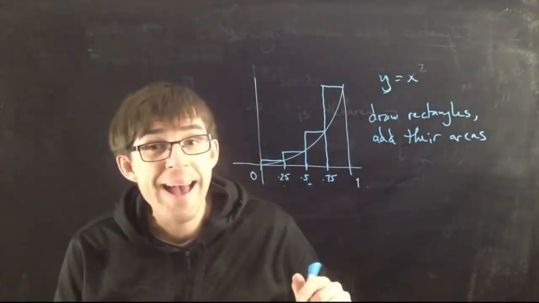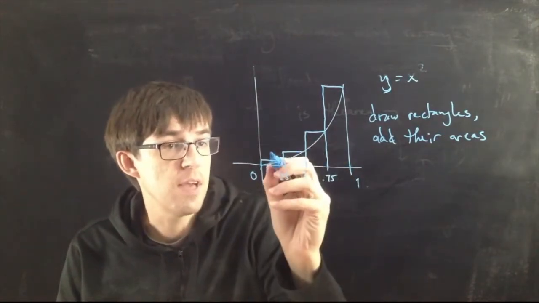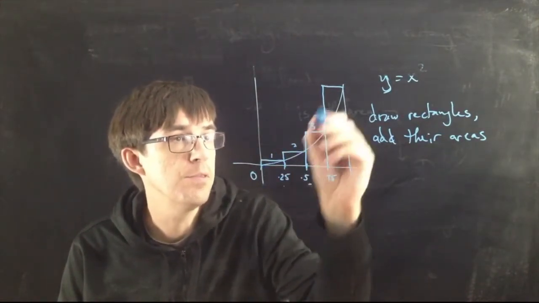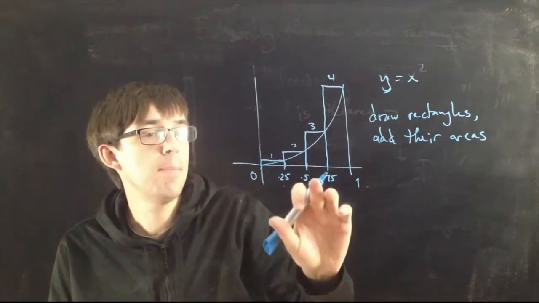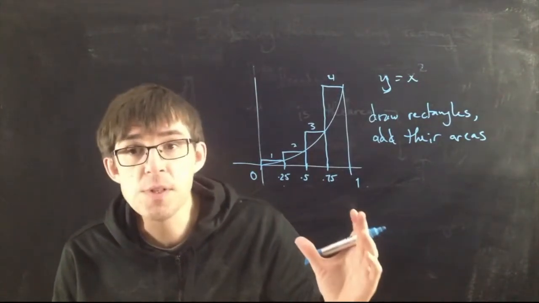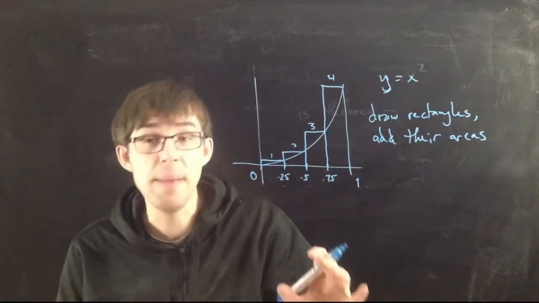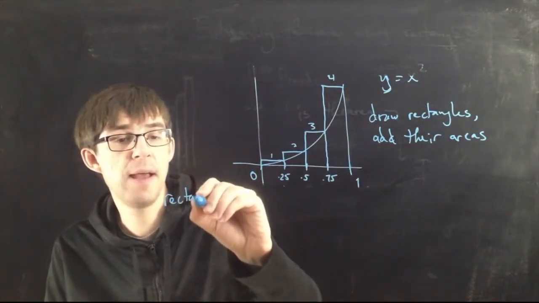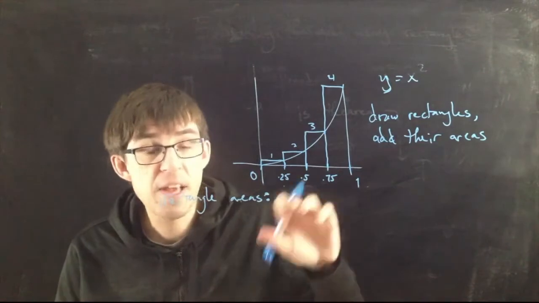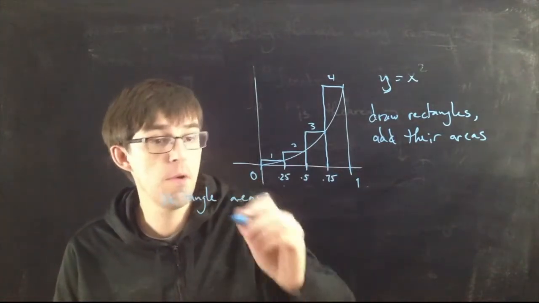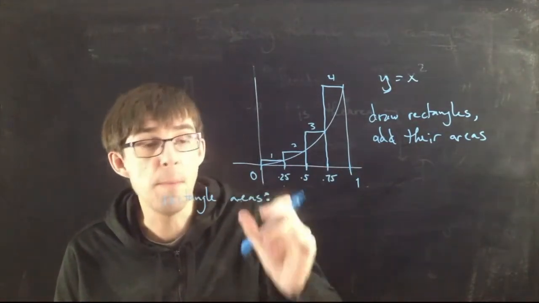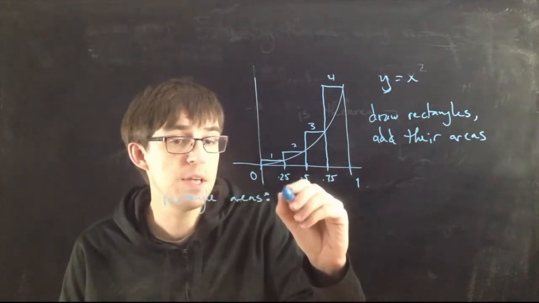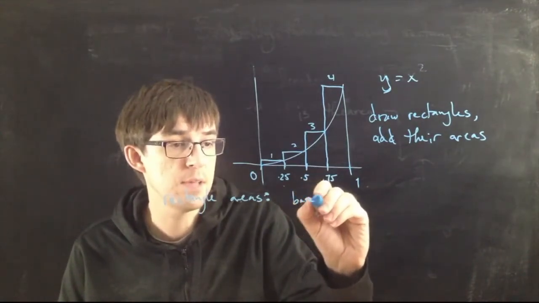Let's try to actually add up these areas of these rectangles. I have 4 rectangles, right? I'll call them 1, 2, 3, 4, right? And everybody knows the area of a rectangle is the base times the height. So in this case, the rectangle areas, if I add them up, I'm going to add together 4 things, right? Because there are 4 of them. And each one looks like the base times the height. So each rectangle area is the base times the height.